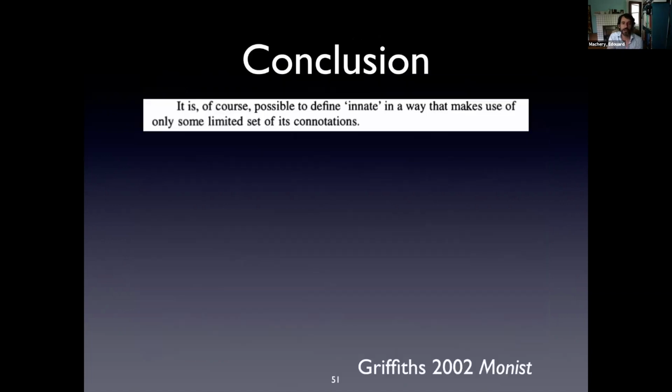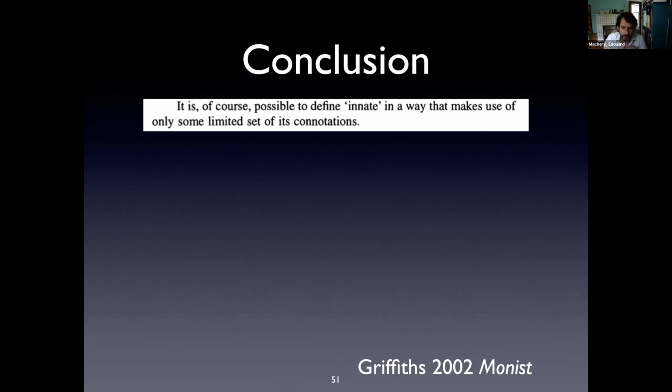All right, to conclude, I can't do better than just cite one of my co-authors, first because it's beautifully written, second because I think it embodies some of the lessons that we should draw from the work I've described today. That's a quote from Paul Griffiths in his very influential 2002 paper in The Monist, where he argues against the concept of innateness in science.